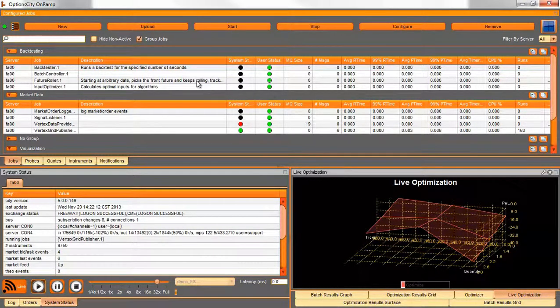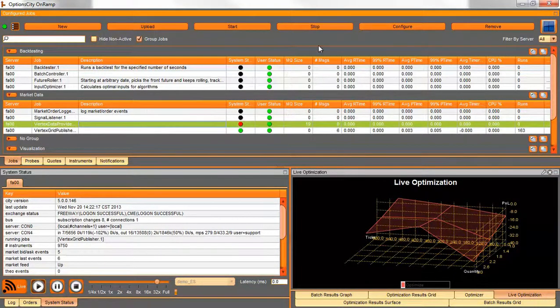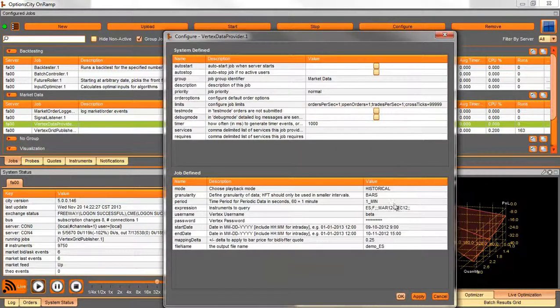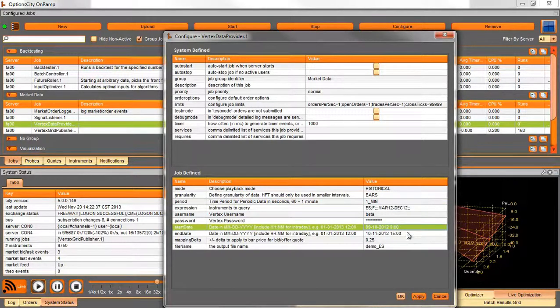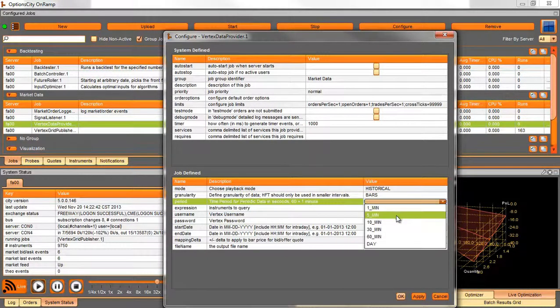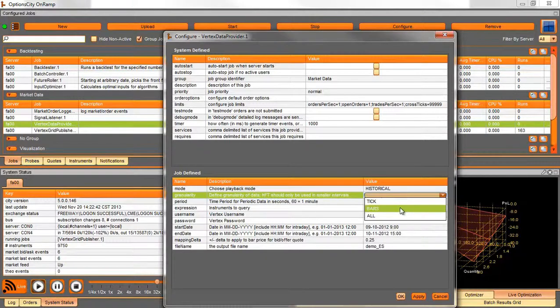So what I'm going to show first is the process that I alluded to in the presentation of fetching data from Vertex. As I mentioned, there's a tight integration. What we do is basically have a plugin into Freeway. It's called the Vertex Data Provider that we can call up and query the data ourselves. So for instance, if I want to query, in this case, ES futures from March 12th to December 12th and get those for a month period of time with 1 minute bars, I can choose all of this. This is all user configurable. I can go anywhere from tick to bars to all.